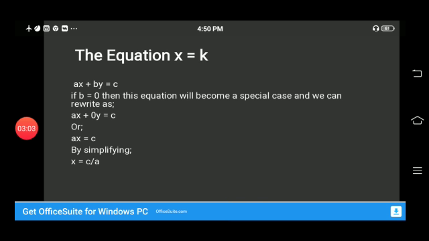Now, the equation x is equal to k. There are two sorts of equations, when x is equal to k and when y is equal to k. We will discuss both equations one by one. So, the equation x is equal to k.